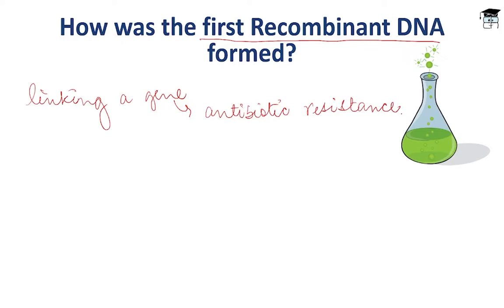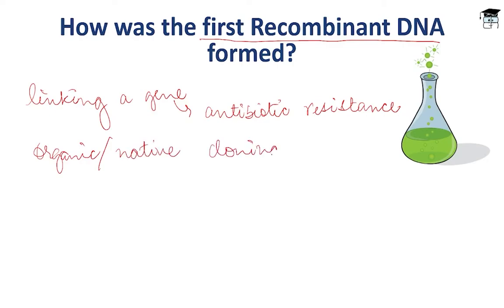Okay, now how did they start? They got to know that they can link a gene. Okay, they can link genes together, and they selected a gene that coded for antibiotic resistance. Okay, now, and they had a native cloning vector. Native means it was already present. An organic or native cloning vector.